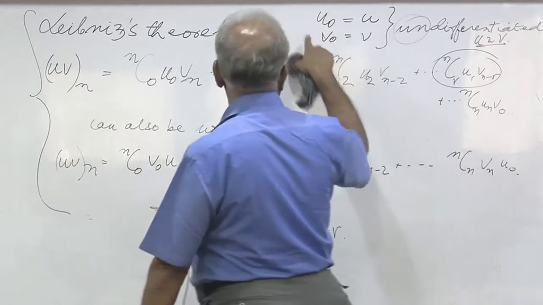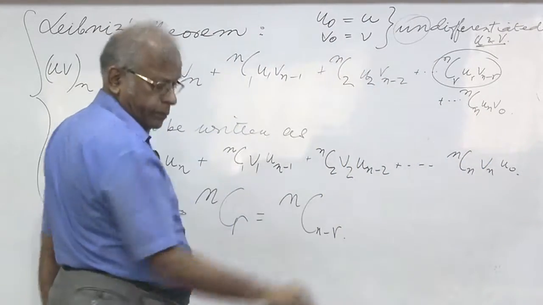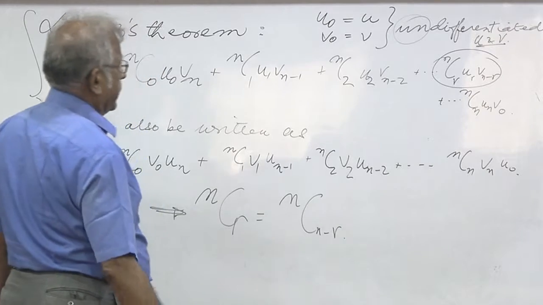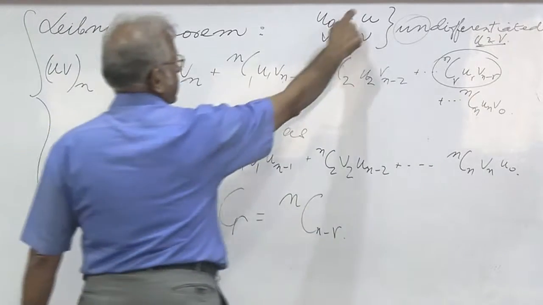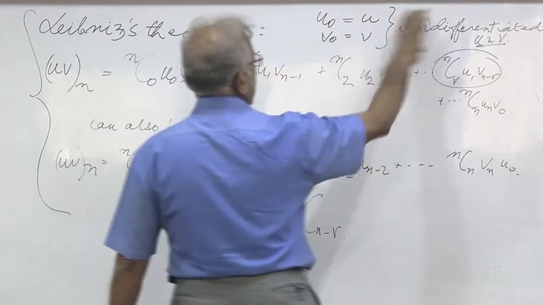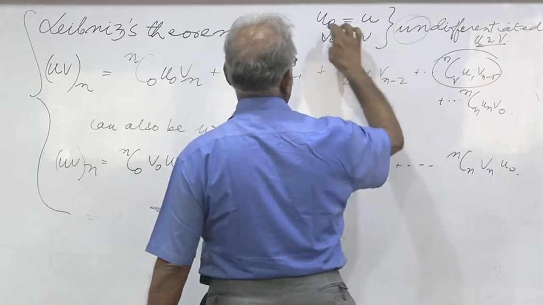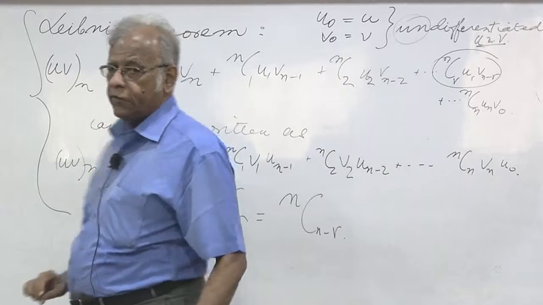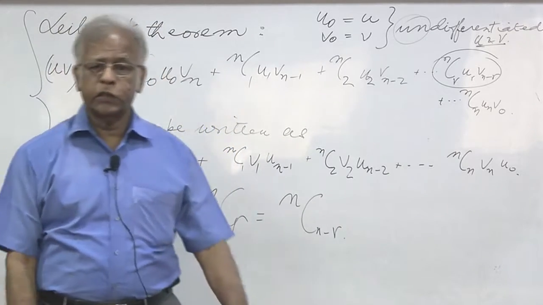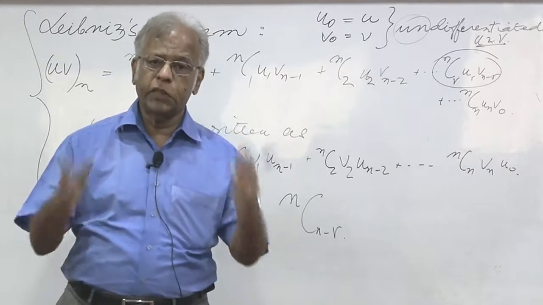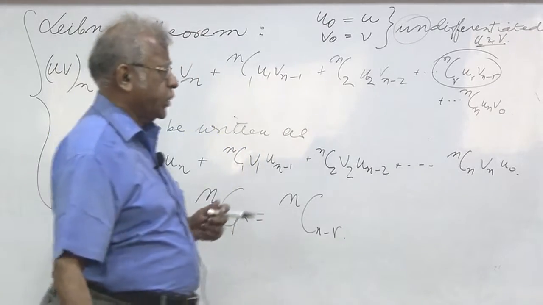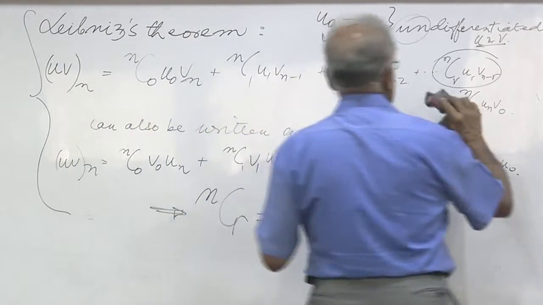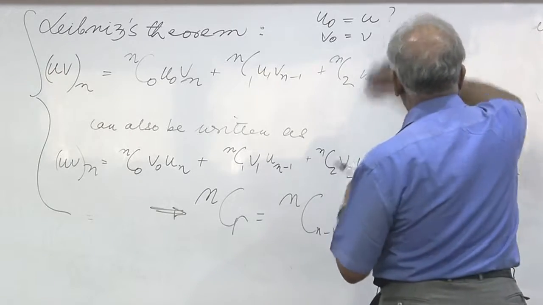There is one more remark which I will forget. I have captured it there: u0 or v0, these two terms are undifferentiated u and v. That means u0 stands for u undifferentiated and v0 stands for v undifferentiated. That means the basic functions in their original forms, unchanged. So, we will see how to apply this.